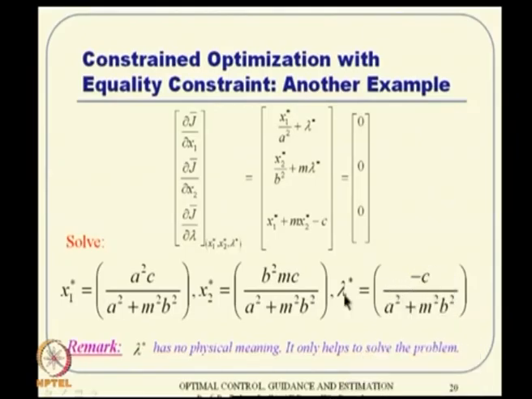Also, a small comment here: lambda star has no physical meaning, and it helps, as I told, to solve the problems. You can think of it as something like a catalyst. But also remember, without this lambda, we may not be able to solve this problem in a very good way. Of course, you can talk about numerical solution and all that, but whenever you have a closed form expression, obviously, you do not want numerical solutions either.